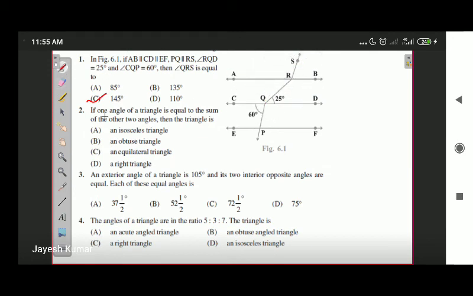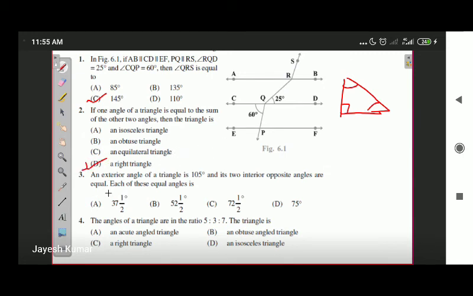In question number 2, one of the angles of the triangle is equal to the sum of the other two angles. Then the triangle is... There is only one such triangle in which one angle is equal to the sum of the other two angles of the triangle. That is a right angle triangle.